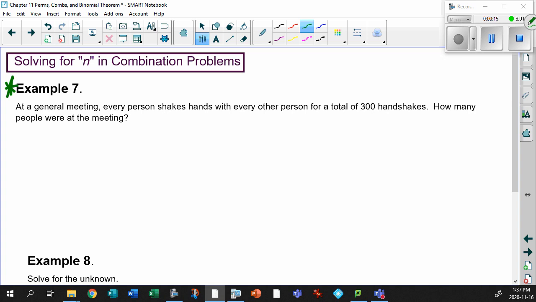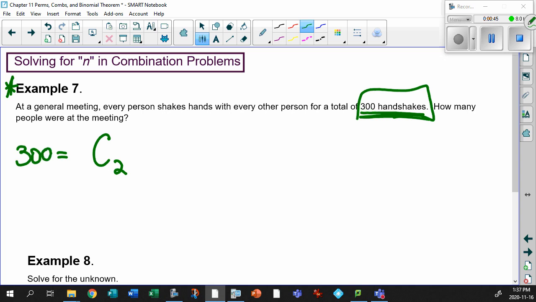This is at a general meeting, every person shakes hands with every other person. Yeah, that makes sense. For a total of 300 handshakes. Now, wait a second. When you're shaking hands, aren't you choosing two people to shake hands? I've never seen 3 or 4 people shake hands at once. It's kind of uncomfortable. You shake hands with the very next person. So there's two of you who shake hands. But think about it. It says there were a total of 300 handshakes. So doesn't this equal 300?